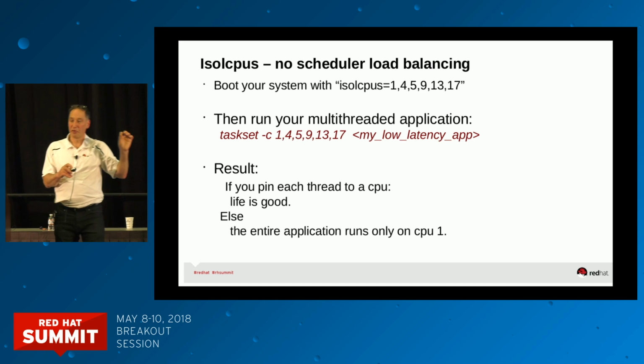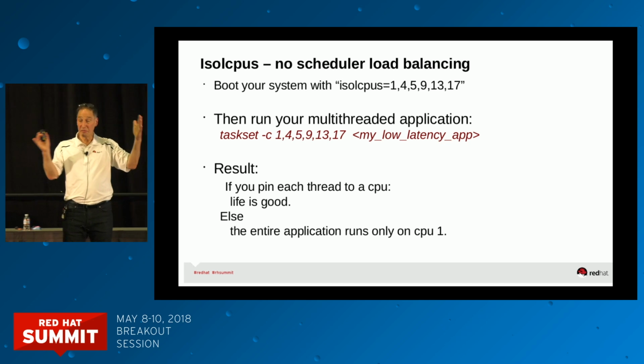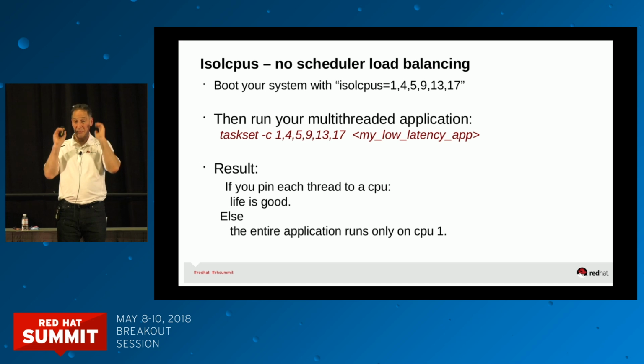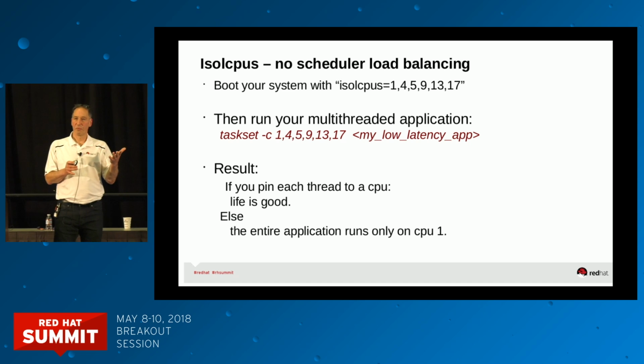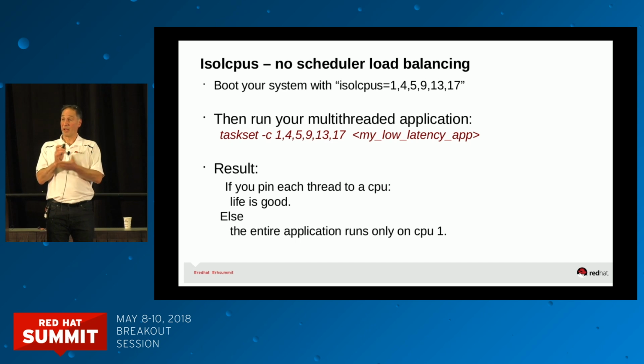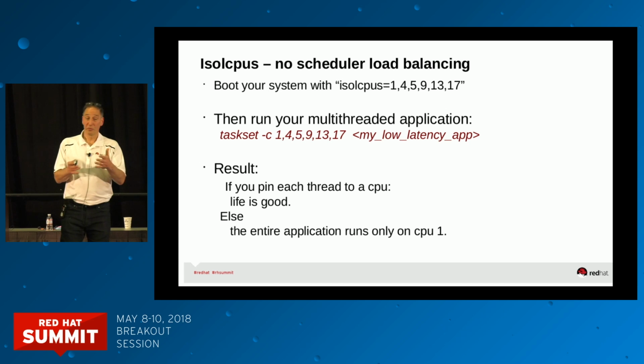If you do not pin your application, let's say you isolate 5 CPUs, and you say, all right, application, go run on those 5 isolated CPUs, they're all yours. Your entire application, all the threads will execute on the first CPU, and the other CPUs will be idle. The reason is there is no scheduler load balancing that occurs on isolated CPUs, because the scheduler load balancer takes about a 40 microsecond hit, and if you're using isolated CPUs, you want low latency, and you can't afford that hit.